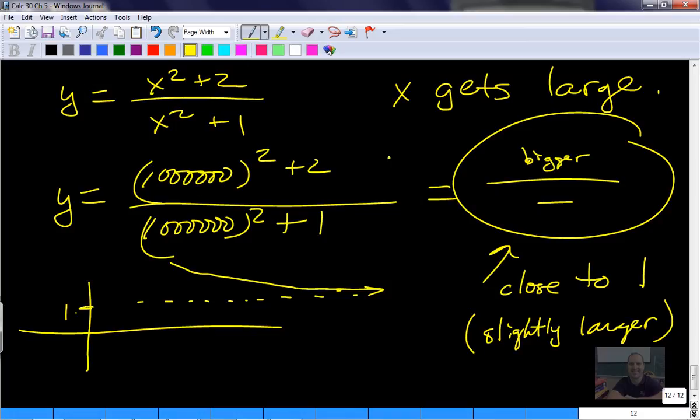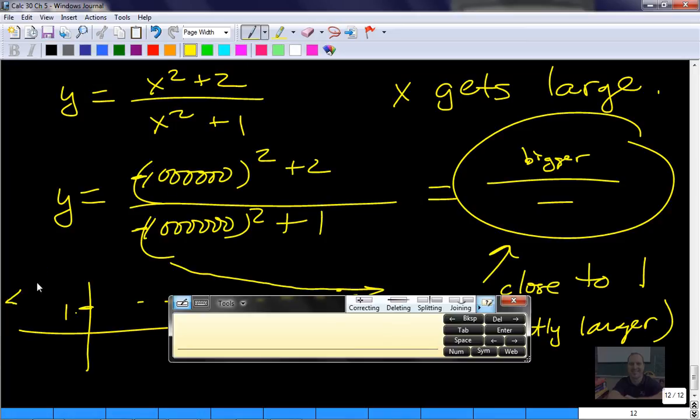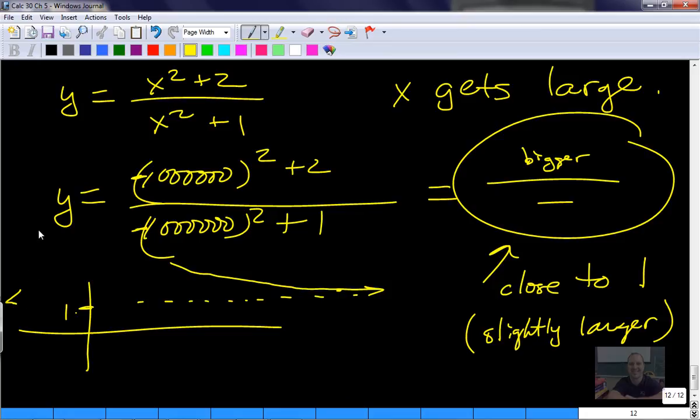As x approaches negative infinity, so what if this is a really large negative, like negative 1,000,000, and we're squaring it and so on, we get the exact same value, right? So it's coming from, whatever. So it's also approaching this horizontal line of 1, okay?